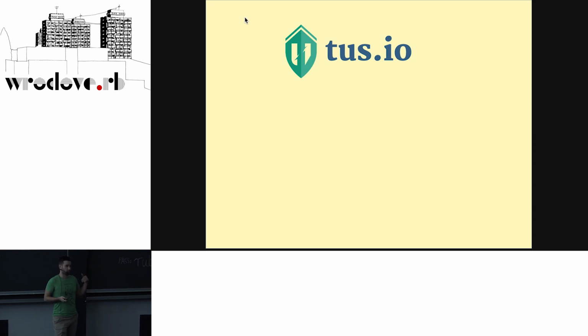The same company that created Uppy also created a generic HTTP protocol for resumable uploads that's called tus.io. And the word protocol sounds a bit scary, but it's just a collection of HTTP headers and a URL that both the client and the server need to abide by, so that together they can achieve the resumable upload.